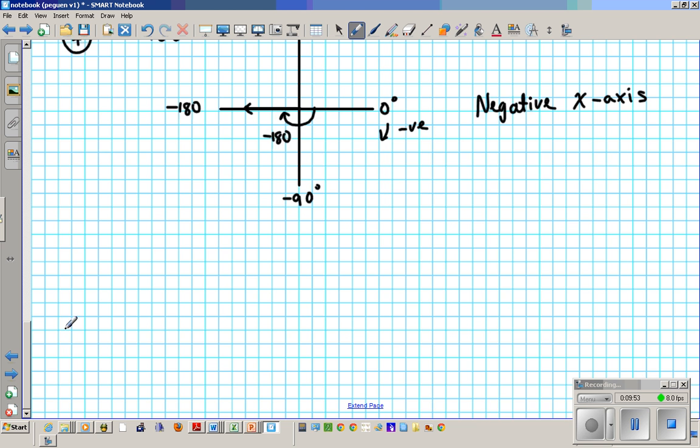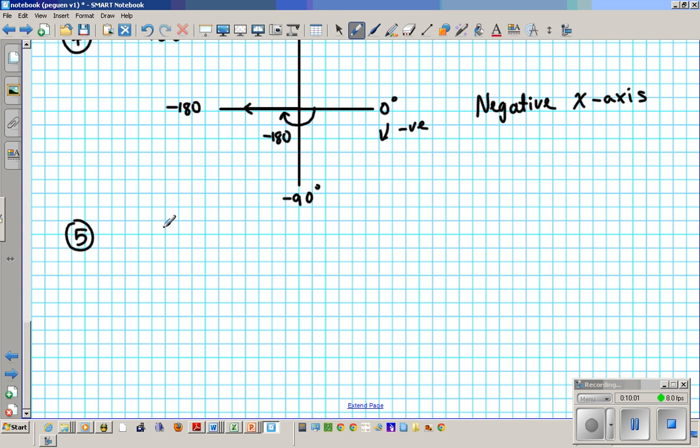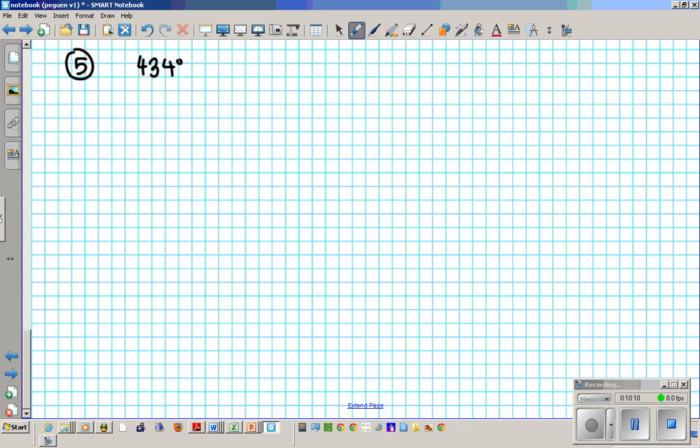Alright, let's try one more example before we start on the classwork for today. Example number 5. 434 degrees. Okay? Alright, this is a positive angle. Let's see where the sketch is going to be at. Okay, so I'll make my coordinate system.